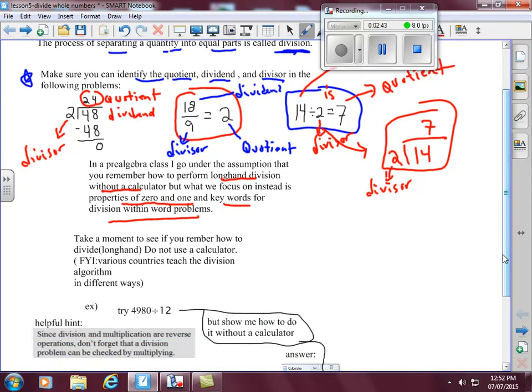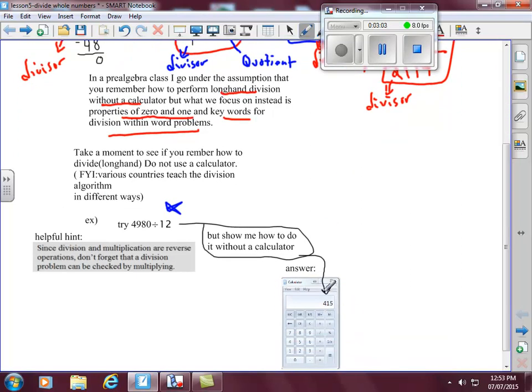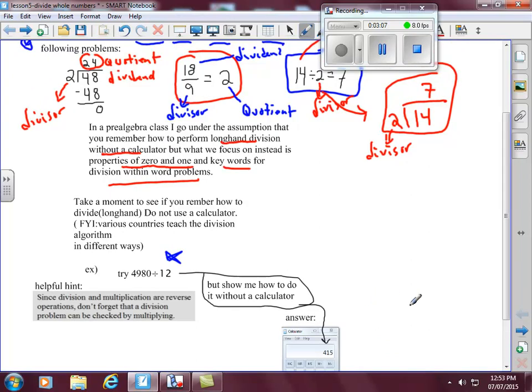Once I had a student, and she raised her hand and said that her childhood was, she moved a lot and somehow missed division, missed the division algorithm and didn't know how to do it without a calculator. So that could happen. So let's try this. Let's try 4,980 divided by 12. And clearly I have the answer snipped here, but let's do it without a calculator.